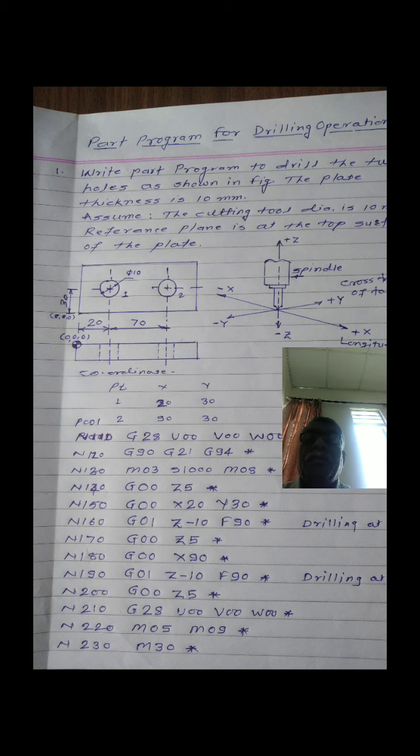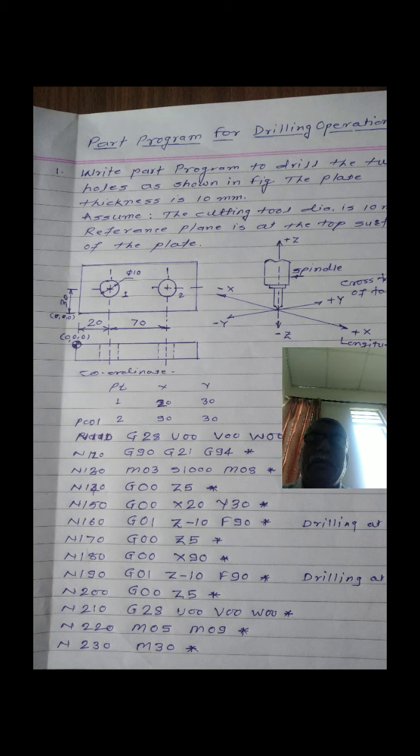As mentioned in the problem, the reference plane is at the top surface of the plate as shown in the figure, that is 0 0 0. Three zeros are there, meaning x0, y0, z0. As shown in the figure, you have to first locate the reference point or workpiece 0. Is it clear? Usually, the workpiece 0 is at the center point of the workpiece. Here, the workpiece 0 or reference point is at the corner of the workpiece and top of the workpiece surface.